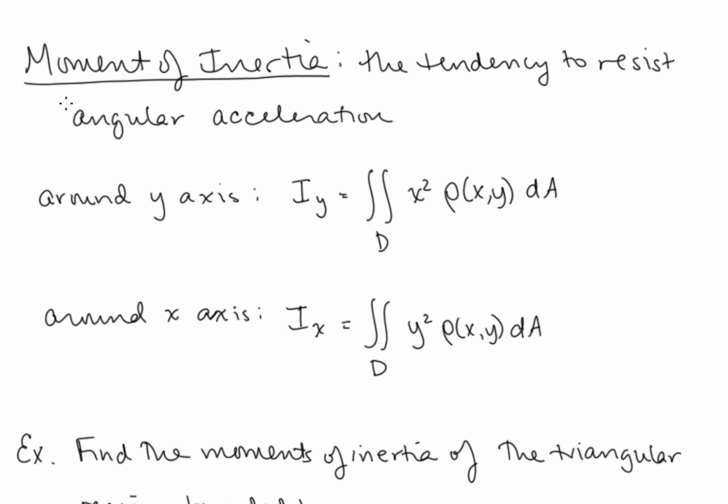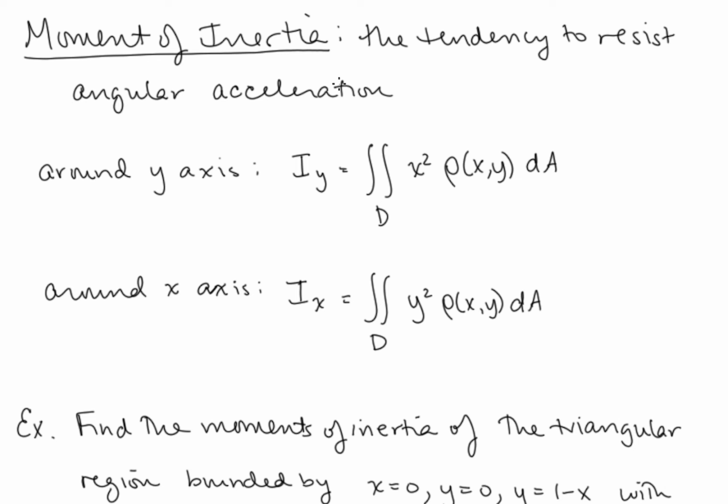Let's talk about now the moment of inertia. The moment of inertia is the tendency to resist angular acceleration. So if we're talking about angular acceleration around the y-axis, the moment of inertia looks like this. We'll call that I sub y, and that's the integral over the domain D that describes the thin plate we're talking about of x squared times our density function. And around the x-axis, we have I sub x, integrating y squared times the density function.